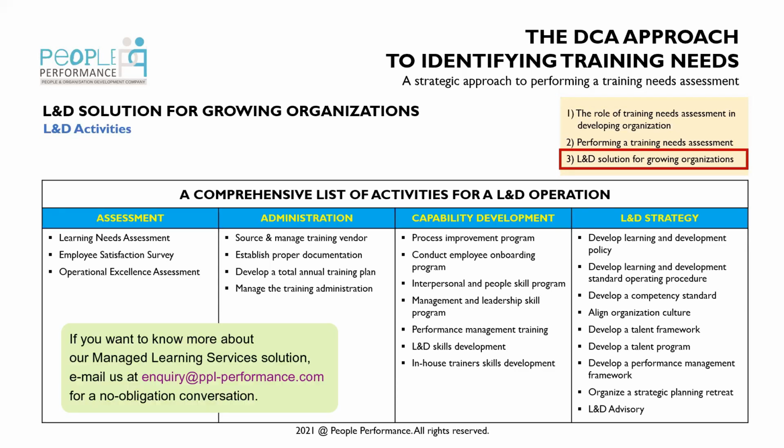And these are the 4 areas that we work on: assessment, administration, capability development, and strategy. So if you look at it, we call it LNA, right? Learning needs assessment. This is one of the key functions that we do for our clients. The other thing that we do is employee engagement survey and operational excellence or business excellence, administration, capabilities, and L&D.